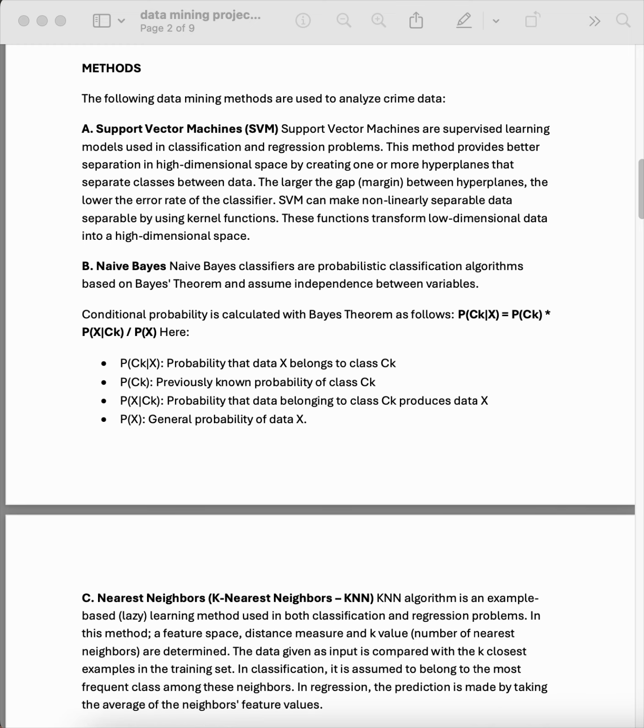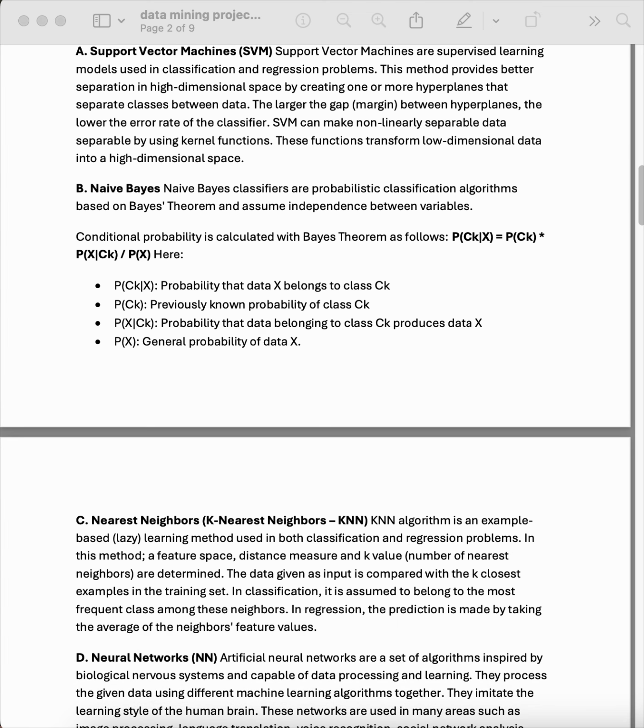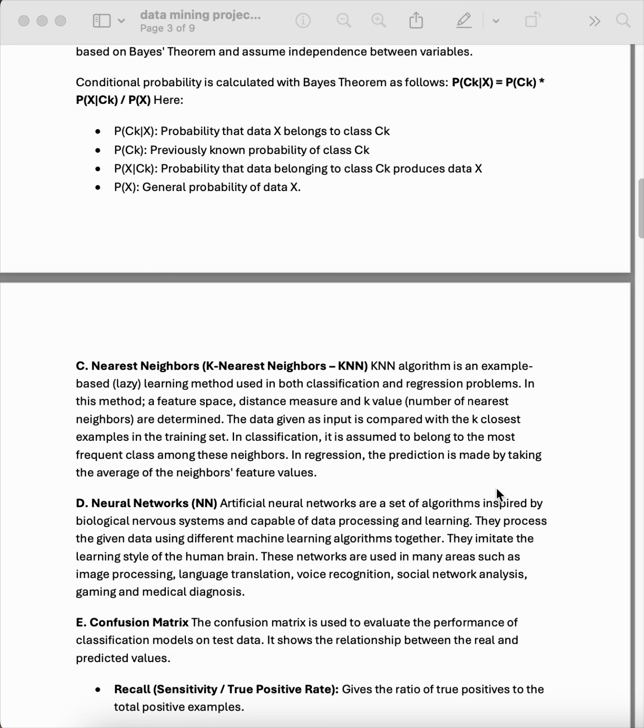And naive Bayes. Naive Bayes uses Bayes' theorem, assuming that the features are independent of each other, and calculates the probability for each class. And I told KNN. And neural networks.